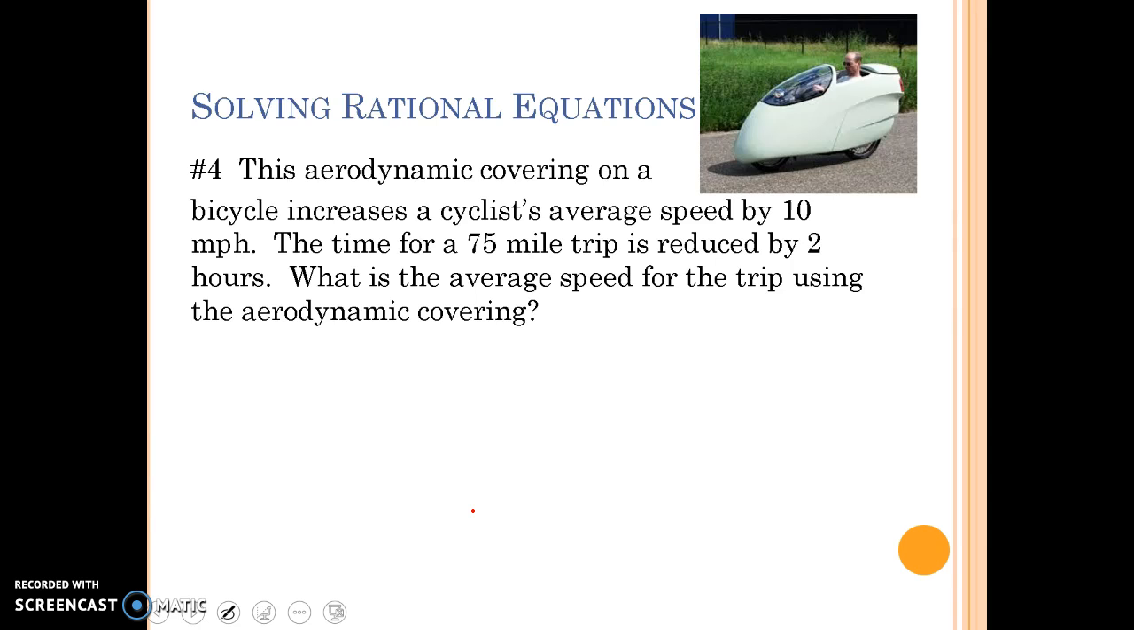The aerodynamic covering on a bicycle increases a cyclist's average speed by 10 miles per hour. The time for a 75-mile trip is reduced by 2 hours. So with the covering, you can reduce the 75-mile trip by 2 hours. What is the average speed for the trip using the aerodynamic covering?